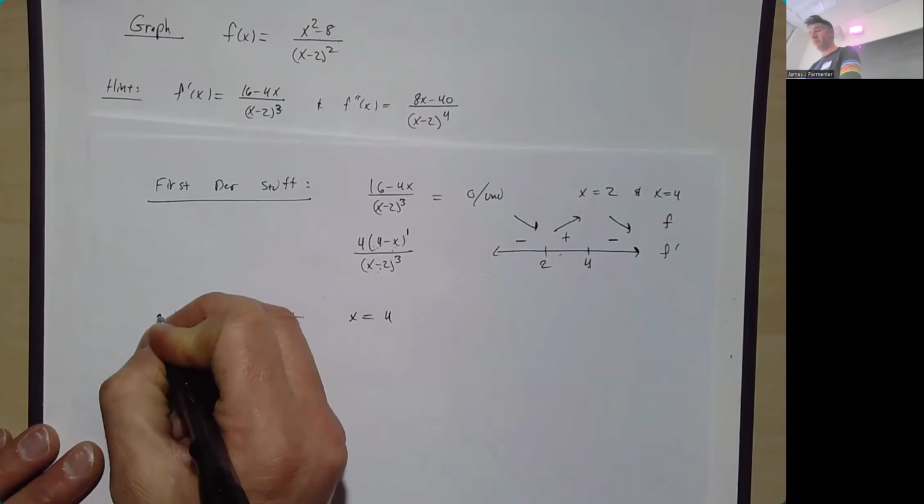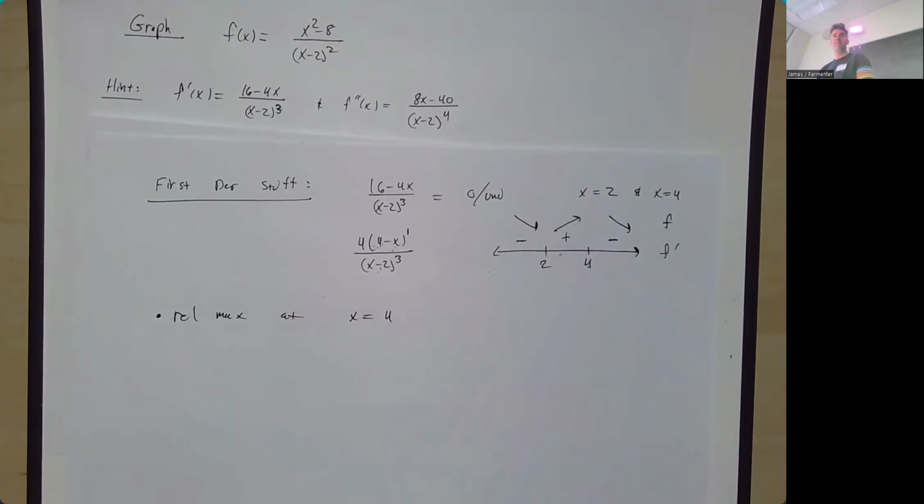Do we have a relative minimum? No. What do we have at x equals 2? A vertical asymptote, which precludes anything else from happening there.